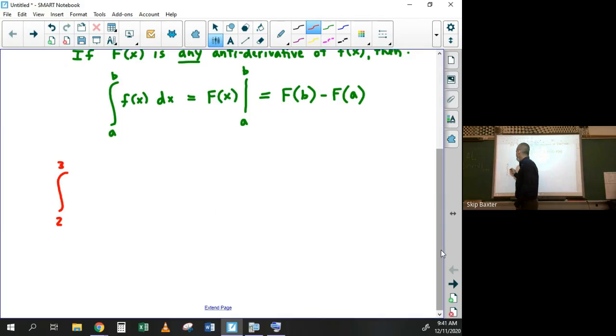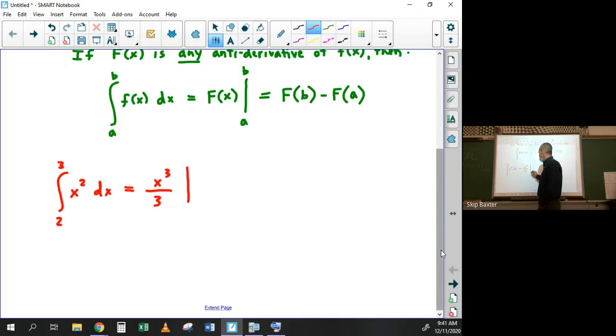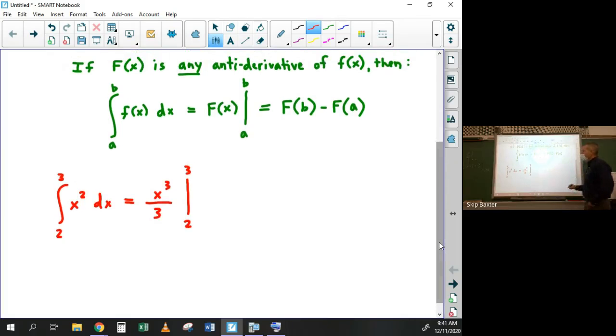So if I have the integral of x squared dx, this is just going to be x cubed over 3 evaluated from 2 to 3. Now I said up here it could be any antiderivative, so why not just pick the one where c is 0? Wouldn't that be the easiest one to pick? Yeah, of course. So then this is just going to be 27 thirds minus 8 thirds. So the answer would be 19 thirds.